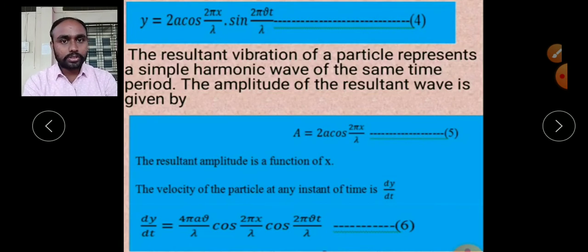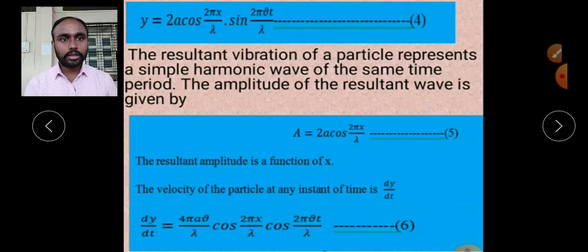Okay, y1 is not for stationary wave, y2 is not for stationary wave. y1 is for one wave which is moving in positive x direction, that's why we call it the incident wave. y2 is moving in negative direction, we call it the reflected wave. But now y is y1 plus y2, and by doing that mathematical calculation we found this equation number 4.